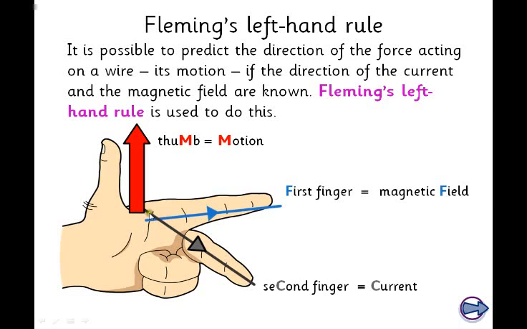The second finger is in the direction of the current. This is conventional current flowing, so we're not worried about the direction of the electron flow. This is conventional current from positive to negative. So if you point your first finger in the direction of your field, the second finger in the direction of the current, then by default your thumb will point in the direction of the motion. There's a little silly way of remembering this, the M for motion, F first finger for field and second finger for current, but use that and you'll easily be able to answer questions in terms of the direction of the movement of the wire.